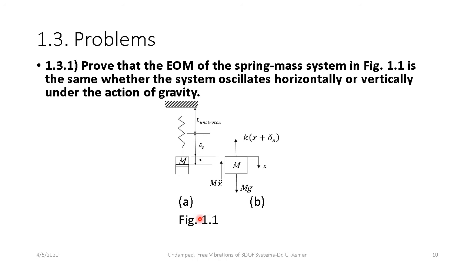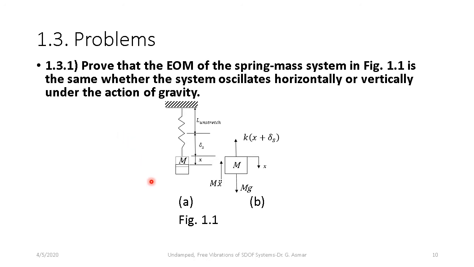The first digit in the figure numbering refers to the problem number. So figure 1.1 means the figure, the first digit here, the 1, is for problem number 1, and then the second digit refers to the number of the figure. Prove that the equation of motion of the spring mass system in figure 1.1 right here is the same whether the system oscillates horizontally or vertically under the action of gravity. Gravity acts down in this case.